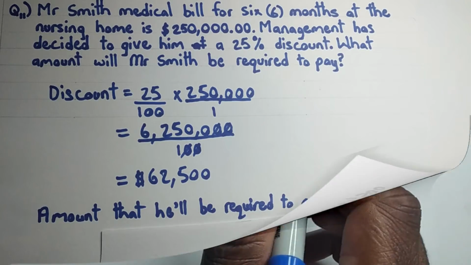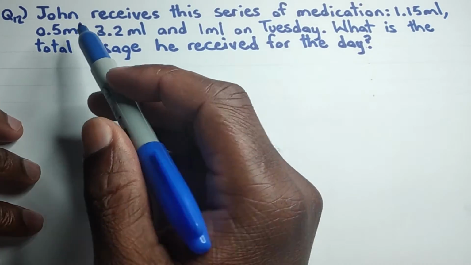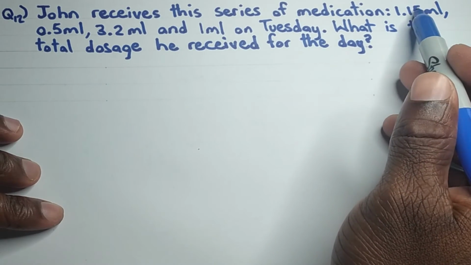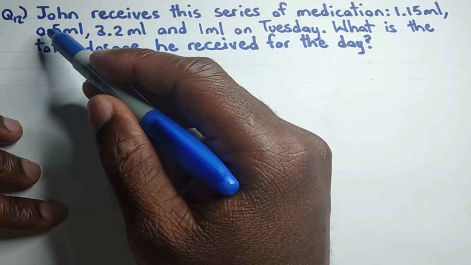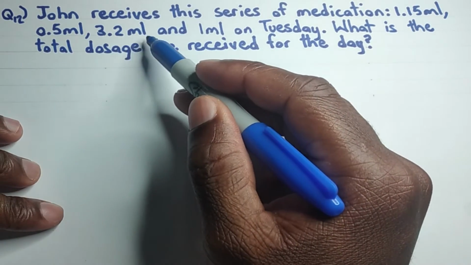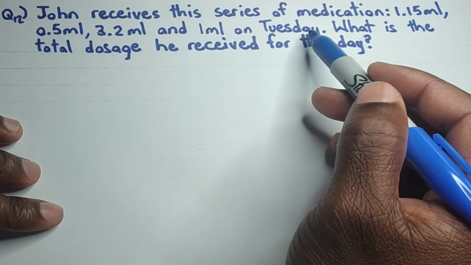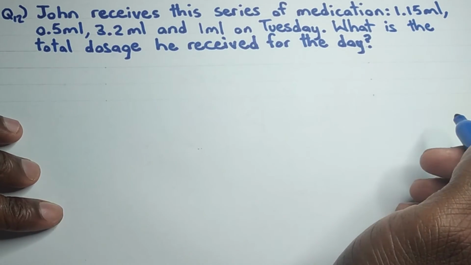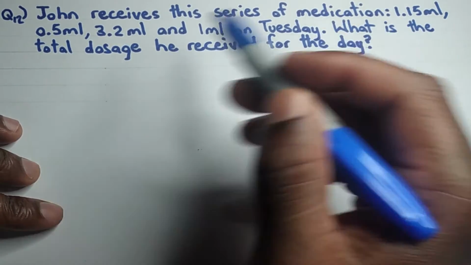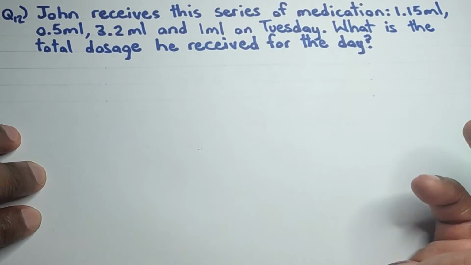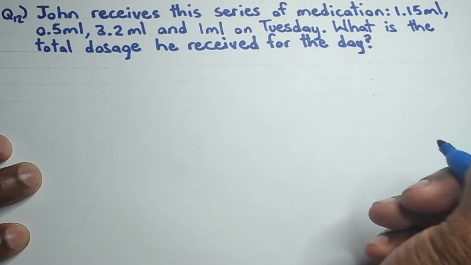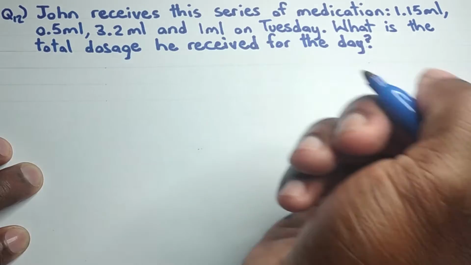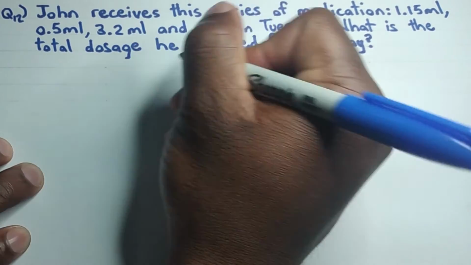Now let's look at question 12. So here we have question 12. John receives this series of medication: 1.15 milliliters, 0.5 milliliters, 3.2 milliliters, and 1 milliliter on Tuesday. What is the total dosage he received for the day? Once it asks us what is the total, that simply means we're required to add all these things. So to obtain the total, we add all these milliliters of medication. Now, how do we go about doing this? Let's start from here.